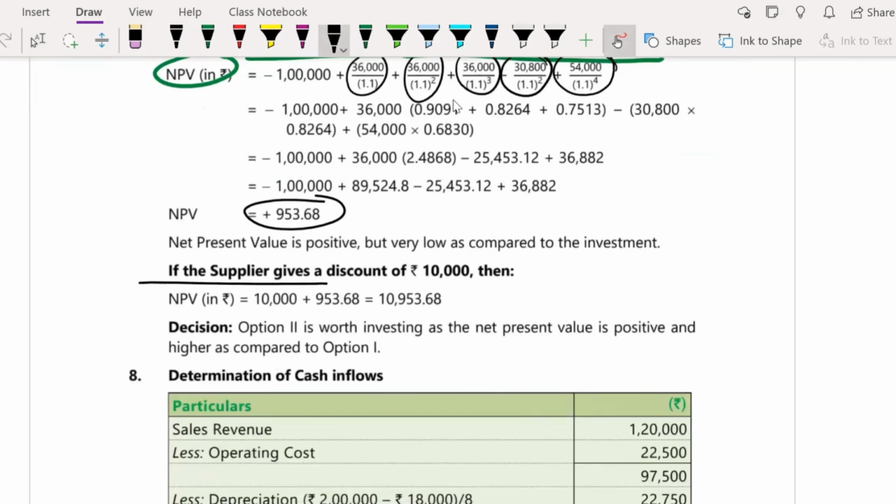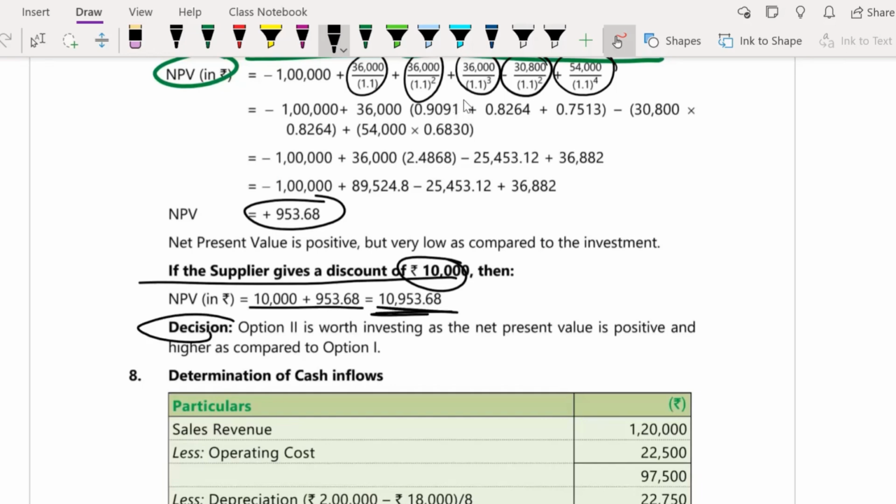Okay. Then in case the supplier gives a discount of 10,000, that is also like an inflow to you. Anything that you don't pay is also an inflow. Remember a concept that I told you in the concept class. Even if you are saved from paying an outflow, 10,000 you had to pay, but you did not pay because the supplier gave you a discount, then it will be considered as an inflow only. So 10,000 is an inflow plus 953. So this will be your NPV.